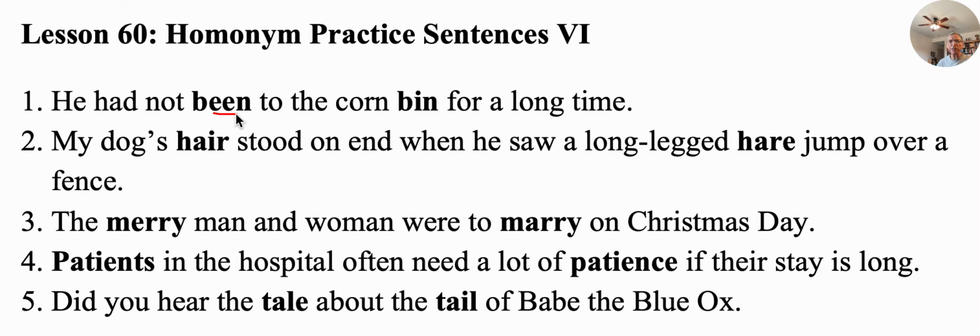B-E-E-N almost always says E. So this word should be pronounced, if it was a regular word, it should be pronounced bean. But been, like a bean that you eat, is pronounced B-E-A-N. So you have an A there instead of that E. And so this is what we call an irregular word.